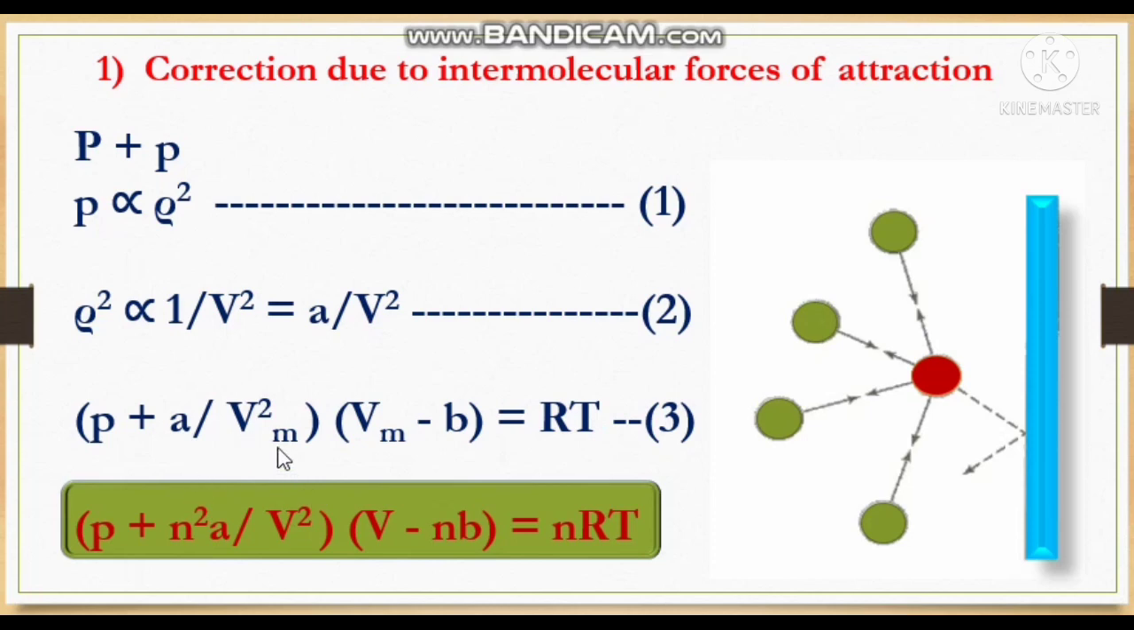Here, this Vm stands for the molar volume of the gas. So this is known as the van der Waals equation. The constants a and b are also known as van der Waals constants. So the van der Waals equation for n moles of gas is shown here. This van der Waals equation has a lot of significance, since the ideal gas equation PV = nRT is modified so as to make it suitable for real gases.